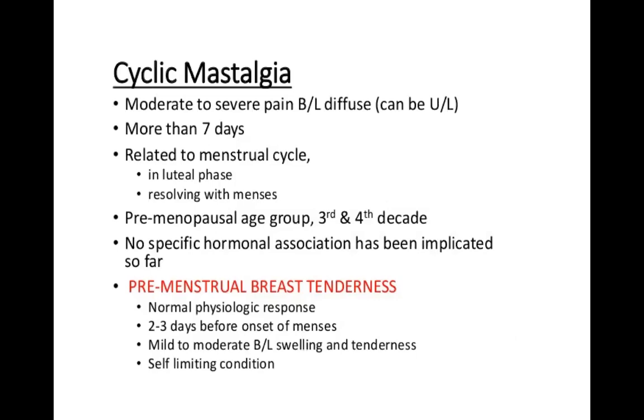The cyclic mastalgia is related to the menstrual cycle in luteal phase, and it resolves with the onset of menstruation. It can stay there for more than 7 days. The premenopausal age group is most likely affected. It presents with moderate to severe bilateral diffuse pain. That can be unilateral as well. Patients present with premenstrual breast tenderness that occurs 2 to 3 days before onset of menstruation.